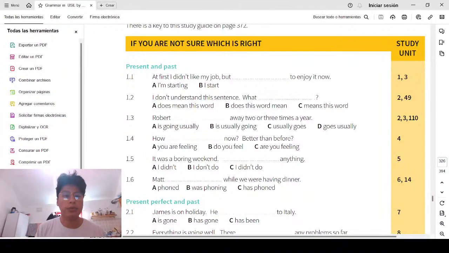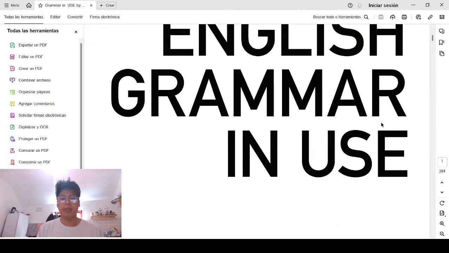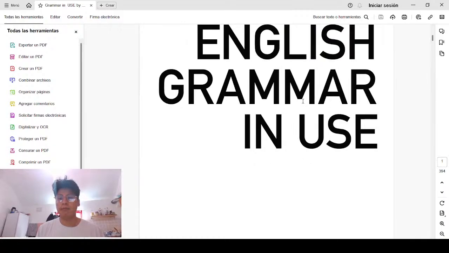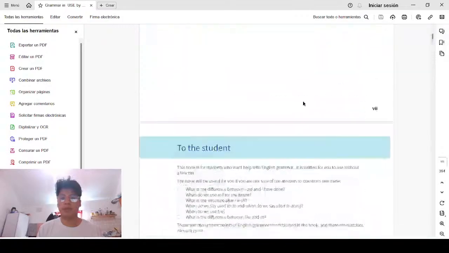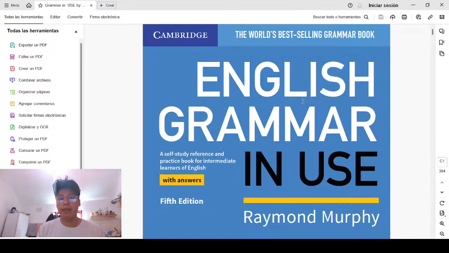First of all, we're going to resolve a kind of questions, exercises from this book. The book is, let me show you a little bit. Okay, that's the book. Maybe I'm going to show you the first page. This is one. That's the book: Cambridge English Grammar in Use. It's a famous English book.